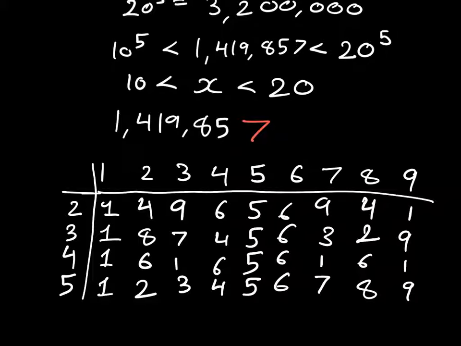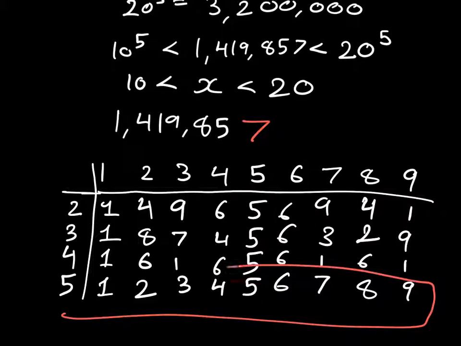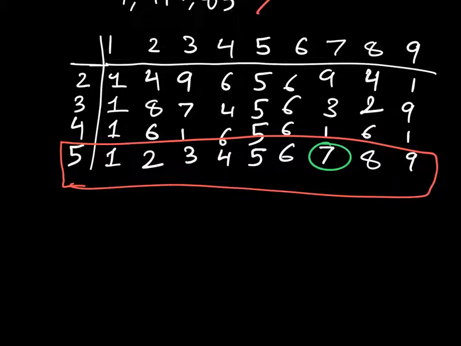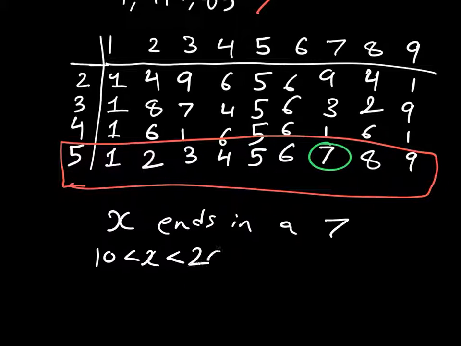So the only row we're interested in is the row of the fifth powers, and we see that only 7 when raised to the fifth ends in a 7. So we know that x ends in a 7. Since x is in between 10 and 20, we know that x has to equal 17, and that's just our answer.